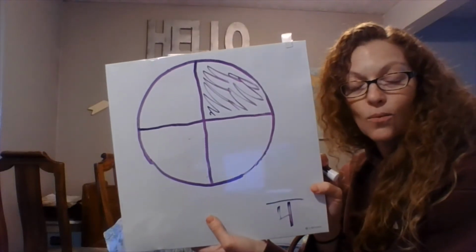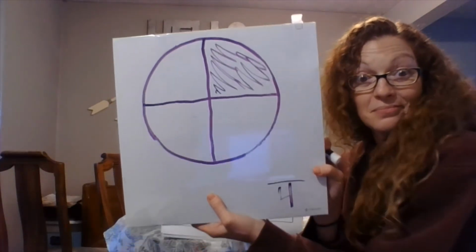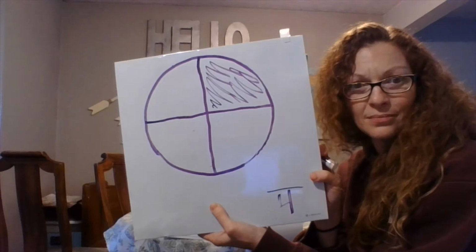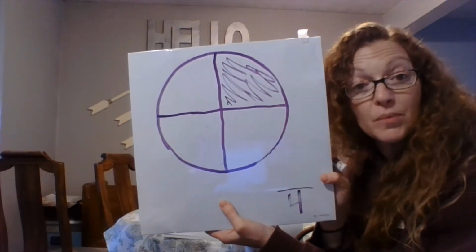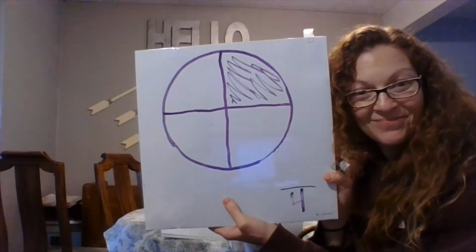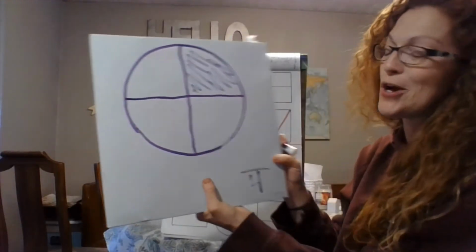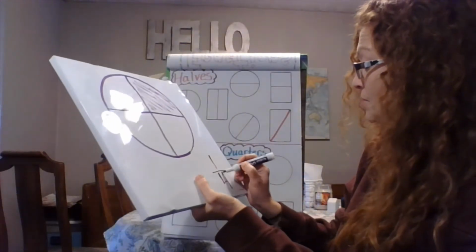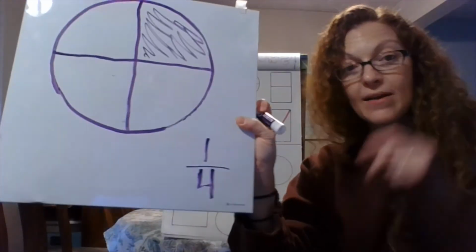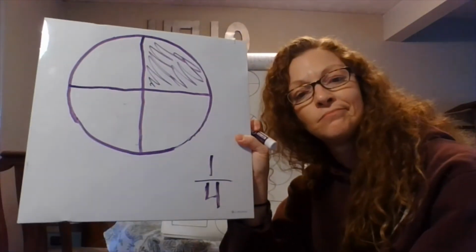What if I shaded one in? How many did I shade in? Good. Now, where does that number go in the fraction? The numerator or the denominator? You know it, the numerator, because the denominator is already there. So now we have 1 over 4.